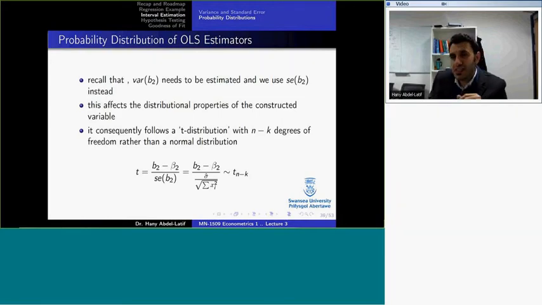It will follow a different distribution called the t distribution with n minus k degrees of freedom. You can see the form is very similar: we have B2 minus beta 2 divided not by the standard deviation but by the standard error of B2. This follows a t distribution with n minus k degrees of freedom, where k is the number of parameters we estimated. So in our example, if we have 2 parameters, k would be 2.